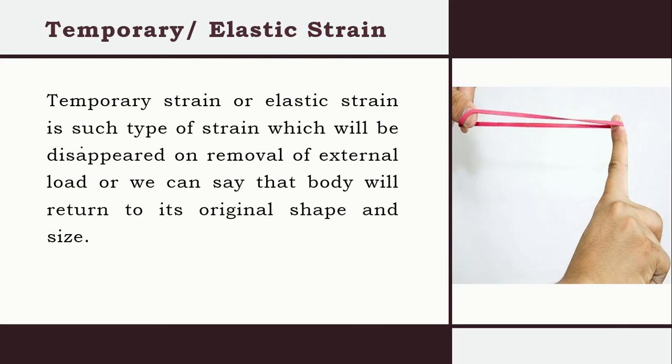Next is temporary strain. As the word suggests, the strain is temporary. Likewise, what we observe for elastic materials like rubber bands. Any elastic material, once you apply the load, what will happen? It will deform. But since it is by nature elastic, once you remove the load, we know elastic materials are those which regain their shape once you remove the load. So once the load is removed, the material comes back to its original position. Means the deformation is restored, meaning the strain is restored. Such type of strain is called a temporary strain or an elastic strain.